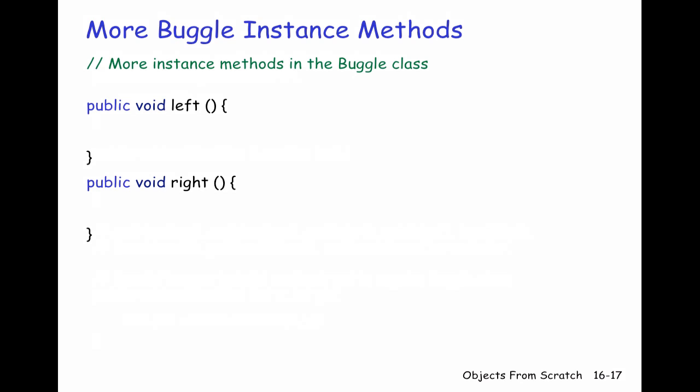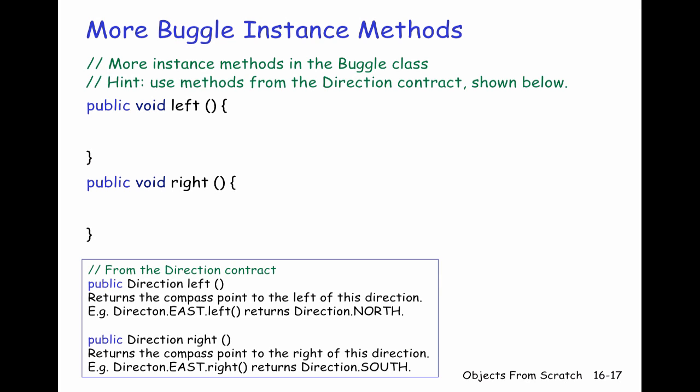We could, for instance, imagine saying that if the Buggle is currently facing east, change its direction to be north. If it's facing north, change its direction to be west, and so on. It turns out we don't need to do that because we can leverage already existing methods in the direction contract. So for instance, the direction class already provides an instance method itself called left, so that if we ask the east direction for left, it returns north. If we ask the north direction for left, it returns west, and so on.